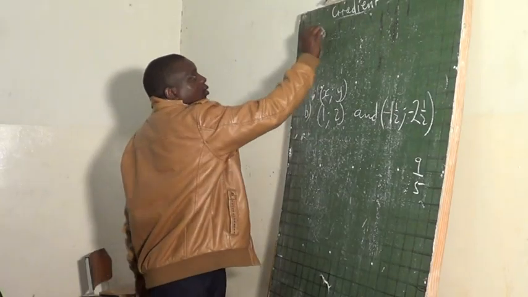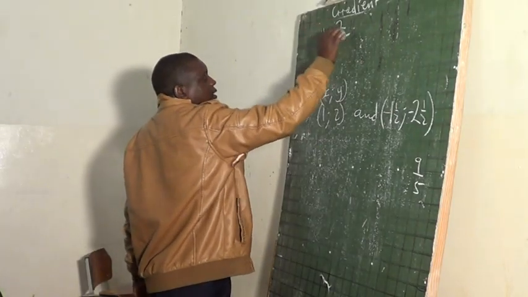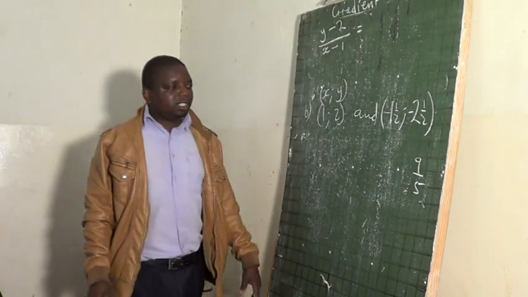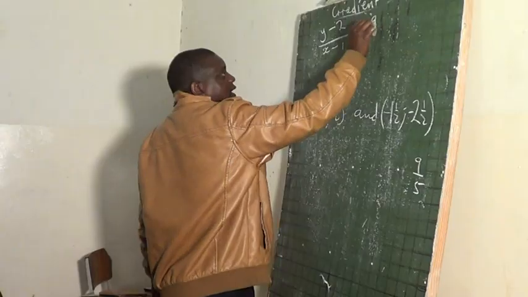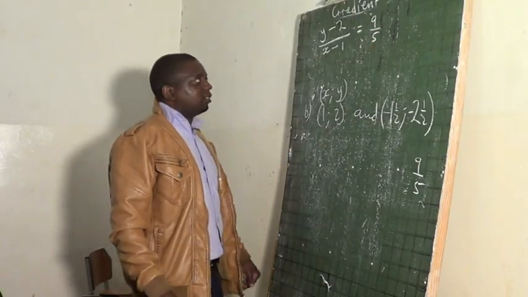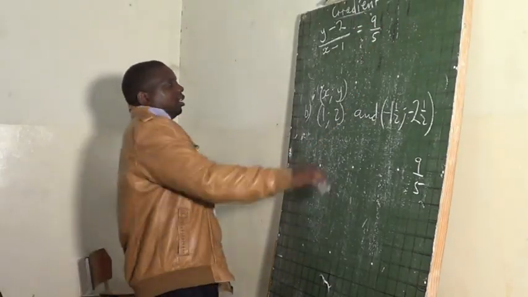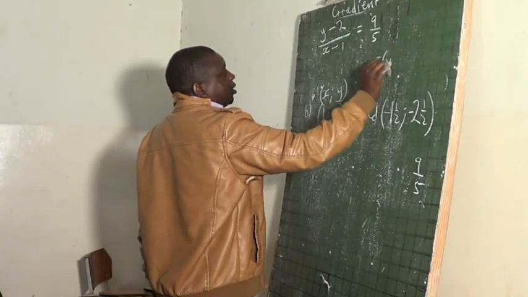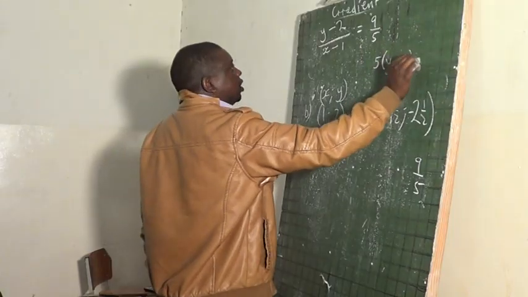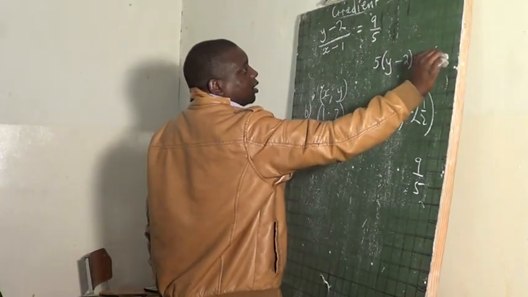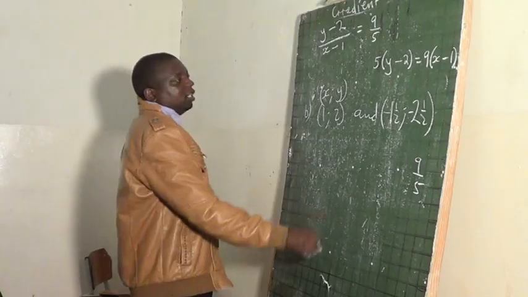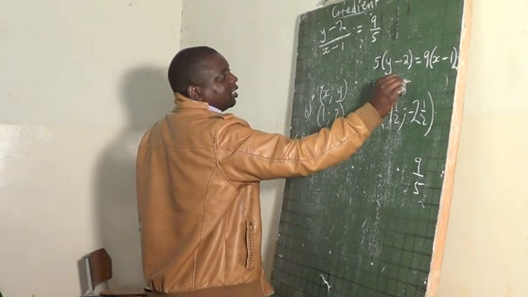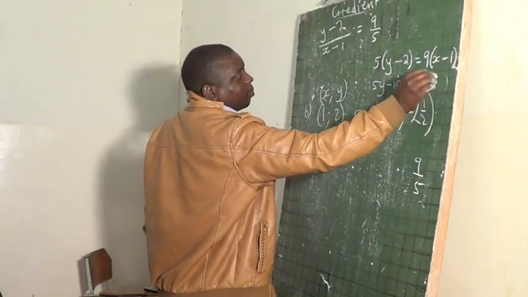Right, so you say y minus 2 over x minus 1 is equal to the gradient. So you equate this to 9 over 5. Then we cross multiply: 5 in bracket y minus 2 is equal to 9 in bracket x minus 1. Removing brackets, we get 5y minus 10 equal to 9x minus 9.